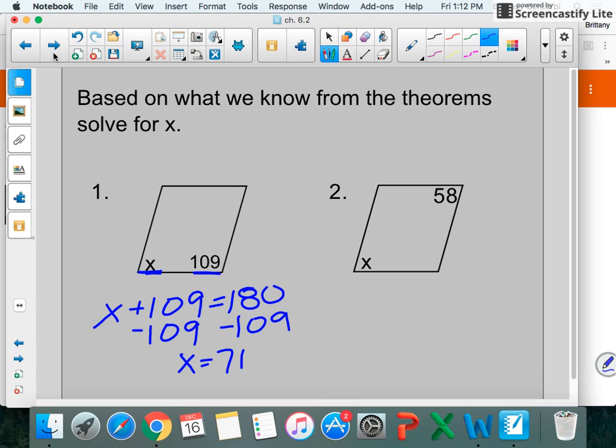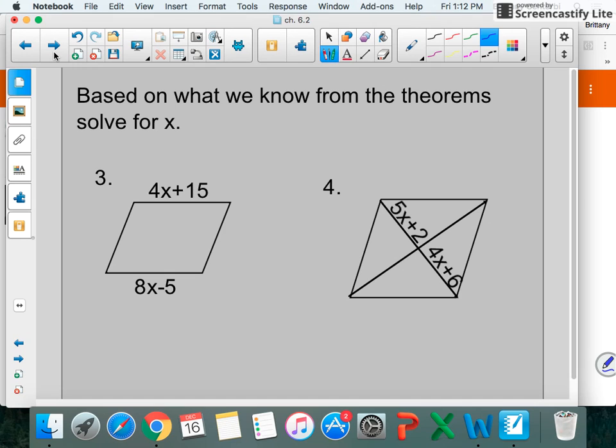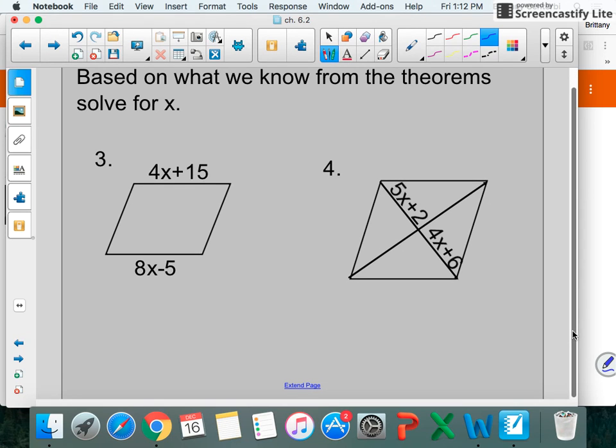Now for number 2, I know that these 2 angles here are opposite. And I know from the theorem that if I have a parallelogram, opposite angles are congruent. So if this is 58, then x also has to be 58. Now for number 3, I'm given a parallelogram and I'm given 2 sides, 2 opposite sides. And what I know from my theorems is that the opposite sides are congruent. So I'm going to just set up my equation. Now congruent is the same as equal, so I'm going to set them equal to each other. And then I'm going to solve for x.